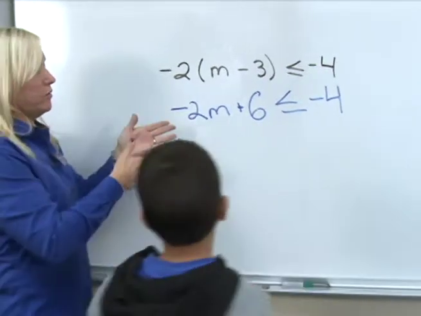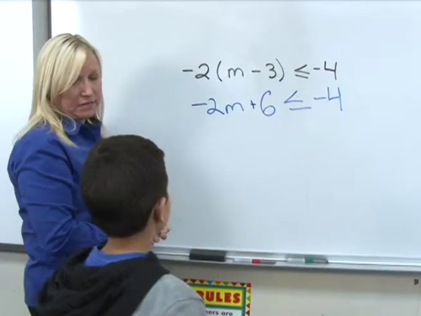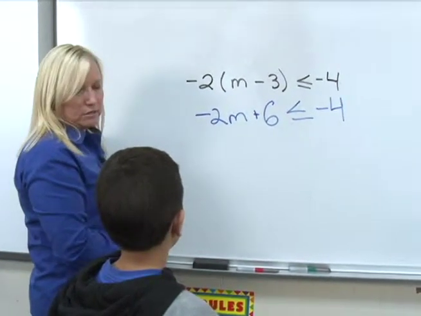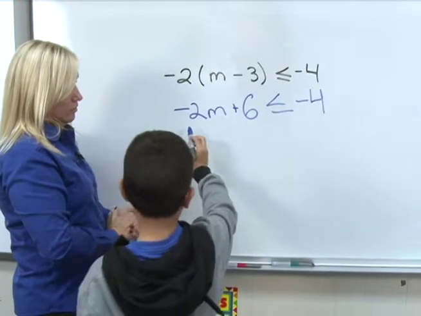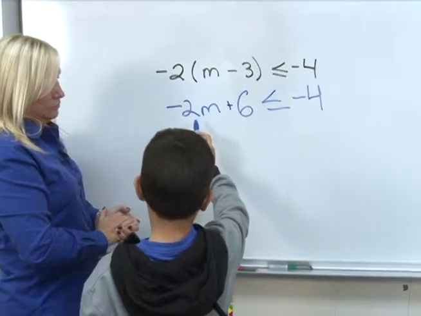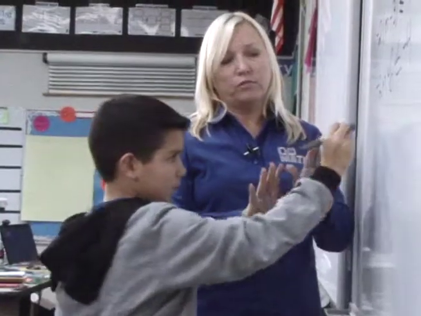Okay, so now we've gotten rid of the parentheses. Now we're just going to go ahead and solve. And when I say solve, that means we're trying to get the m by itself. So what's the first step we need to do? To get the m by itself, we divide it by 2. Okay, so hold on.